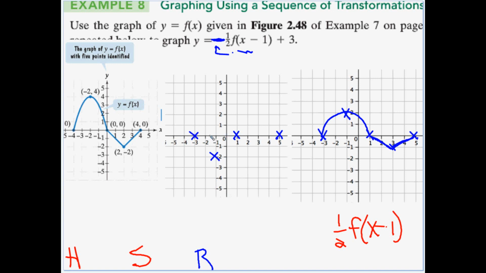So the parabola, the arch, sort of goes here under the x-axis. And then this point, 3, -1, is now 3, +1. That's been bumped up into the first quadrant. So there's our reflection.